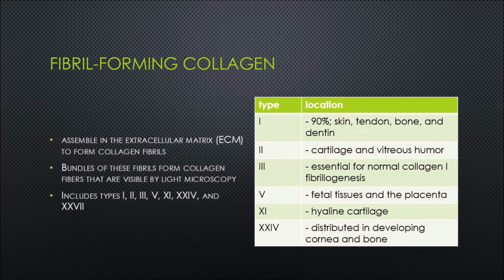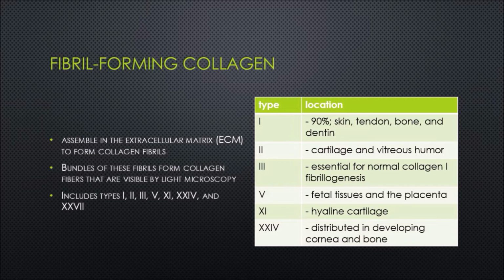First, we're going to discuss the fibril-forming collagen. Fibril-forming collagen assembles in the extracellular matrix to form collagen fibrils. And bands of collagen fibrils form collagen fibers that are visible by light microscopy. Fibril-forming collagen includes types 1, 2, 3, 5, 11, 24, and 27.